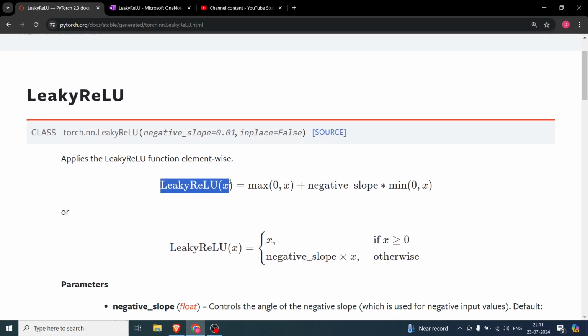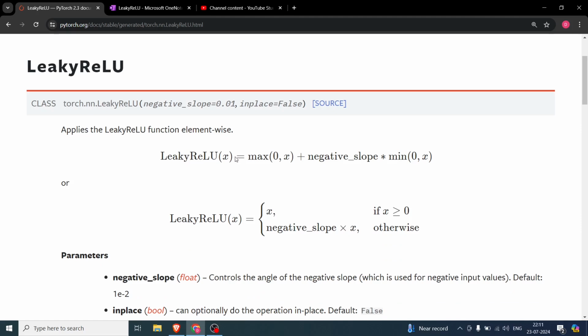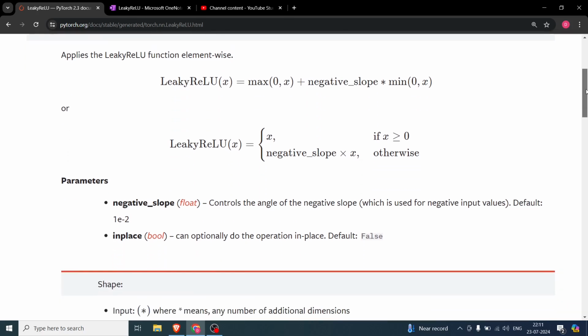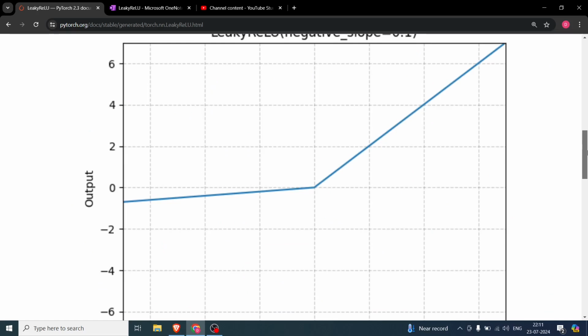It's very similar to ReLU. There's only one minor change. ReLU was just max of 0 comma x. Here we add a small term, which is negative slope times minimum of 0 comma x. So let me explain to you with the graph, it will be very clear.